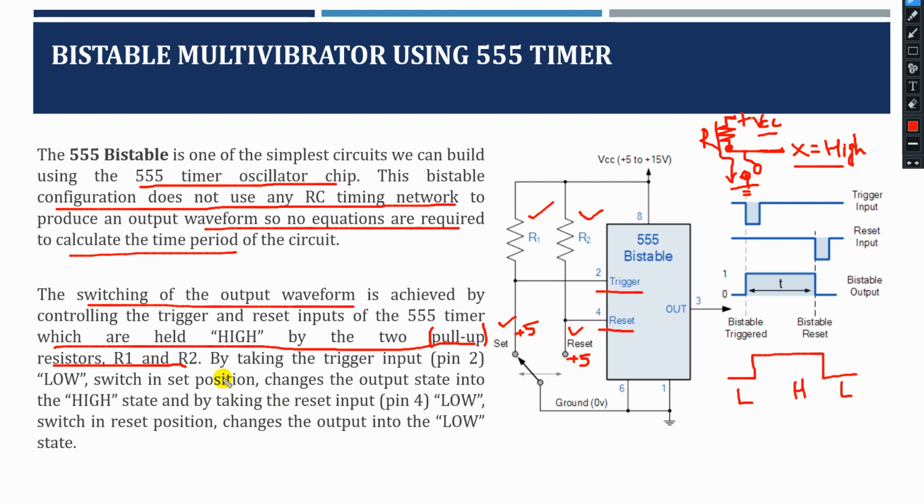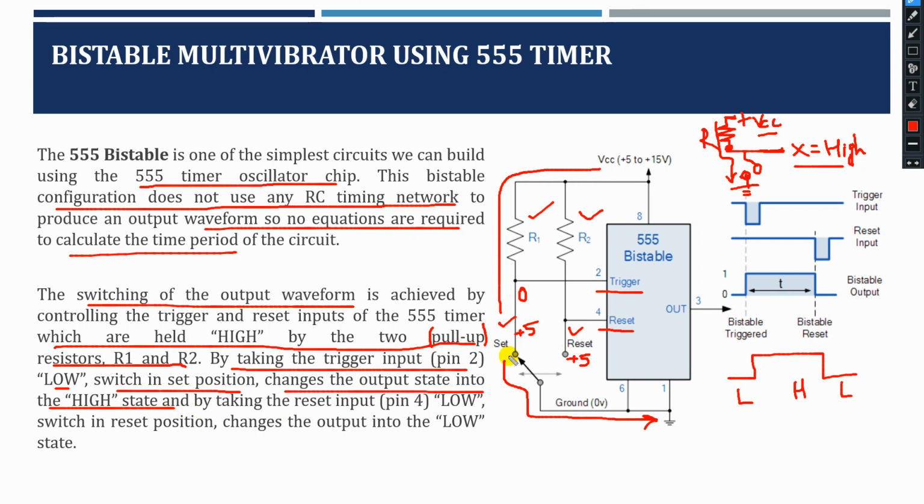Okay, by taking the trigger input pin number 2 low, so I am grounding this. When I ground this, the current flows downwards because it is the least resistance path. So then this line is pulled to 0. Switch in set position changes the output state into the high state.